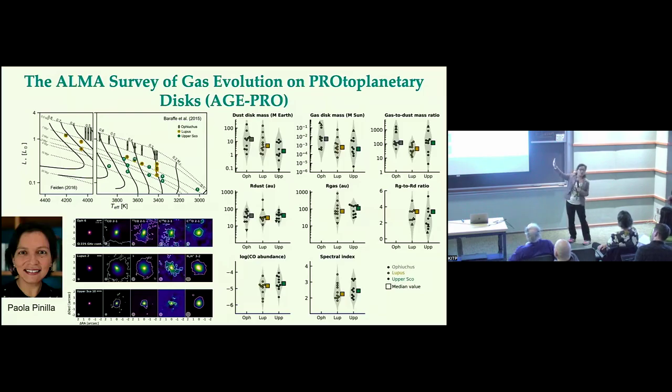But we also have results of the dust disk size and its evolution, the gas disk size, and also the ratio of the sizes between the gas and dust in disks, CO abundances, and the spectral index. So yes, please come along to my poster and ask me more questions if you have.